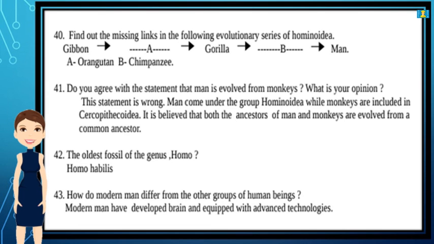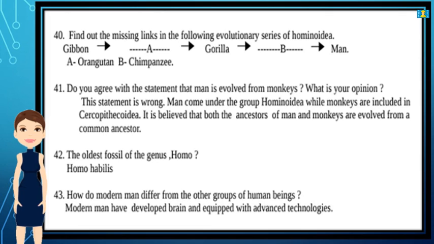Find out the missing links in the following evolutionary series of Hominoidea. A. Orangutan. B. Chimpanzee. Do you agree with the statement that man evolved from monkeys? What is your opinion? This statement is wrong. Man comes under the group Hominoidea while monkeys are included in Cercopithecoidea. It is believed that both the ancestors of man and monkeys evolved from a common ancestor.